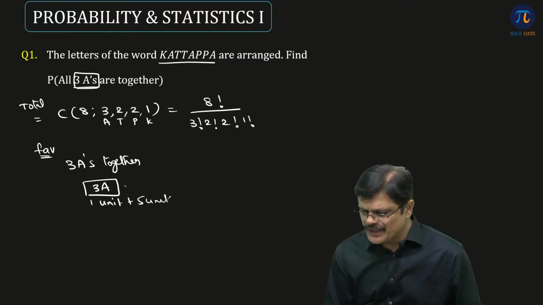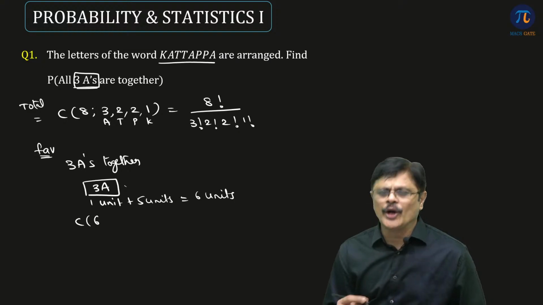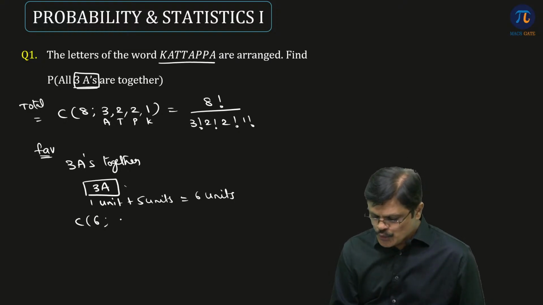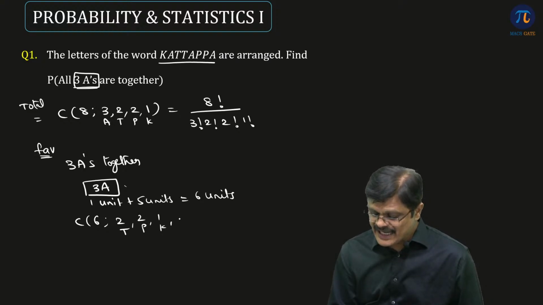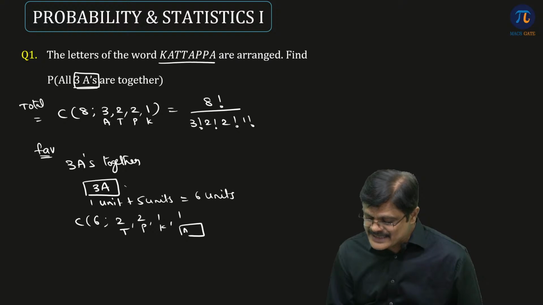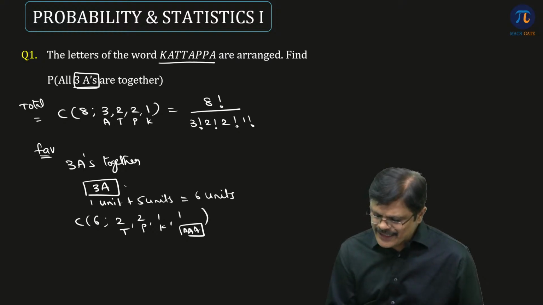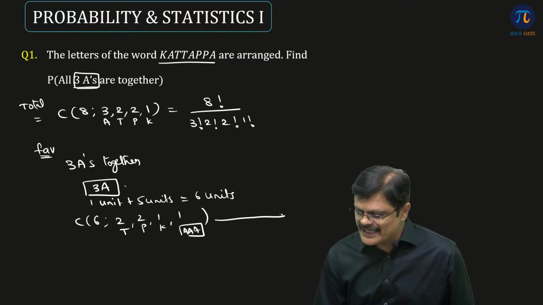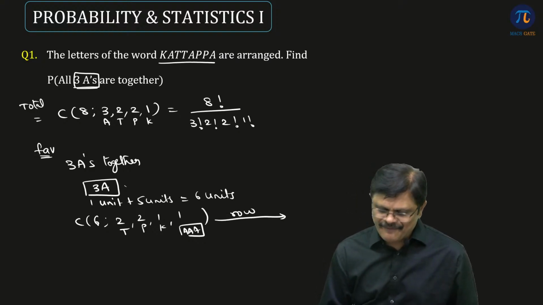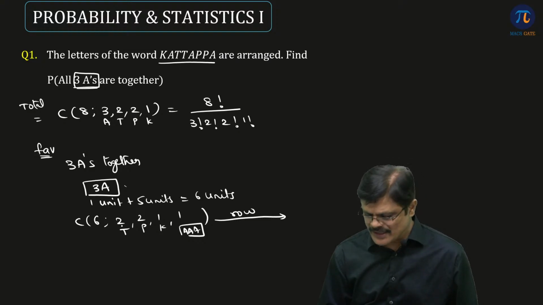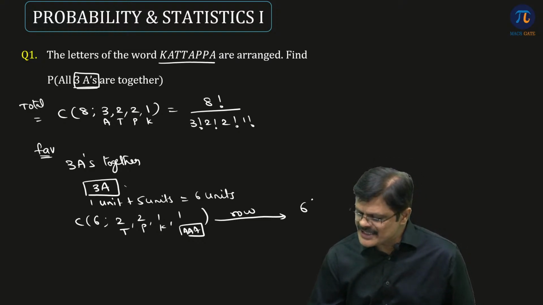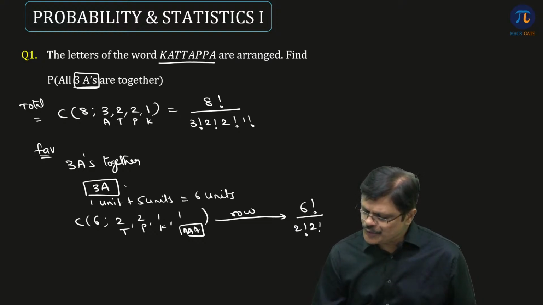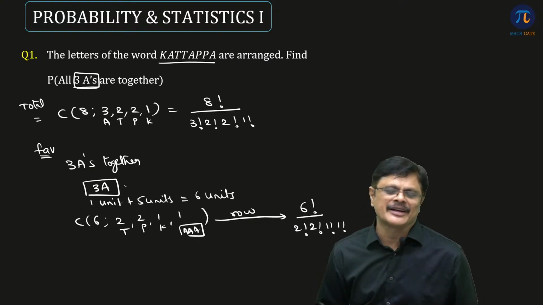So in total how many units do you have? 6 units. But these 6 units are not all different. Among the 6, 2 are the same, which are T's, 2 are the same, which are P's, 1 is K, and 1 is the block of 3 A's. Please try to understand. Now how many ways can you arrange them in a row? The number of arrangements of 6 objects in which 2 are the same and 2 are the same is 6 factorial by 2 factorial into 2 factorial into 1 factorial into 1 factorial.